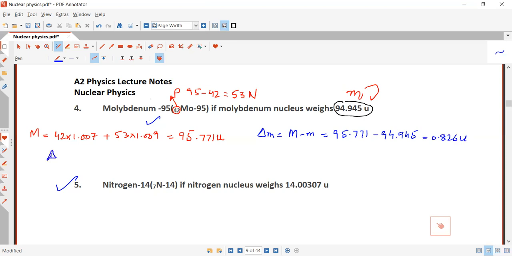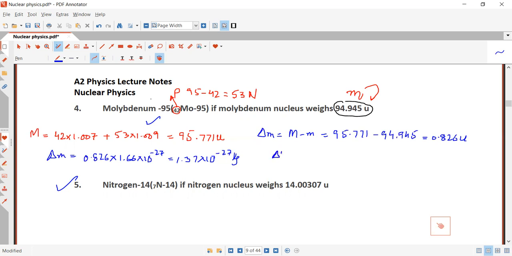And we can also calculate it in kilograms: 0.826 times 1.66 times 10 to the power negative 27. So the answer is going to be 1.37 times 10 to the power negative 27 kg. This is the mass effect of the molybdenum nucleus.